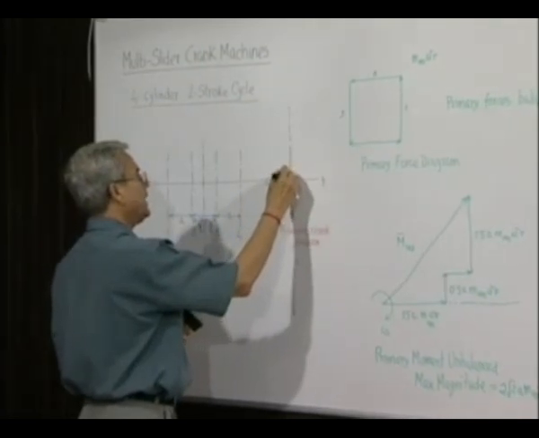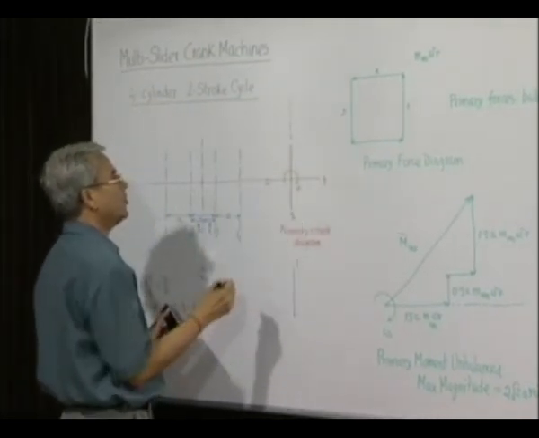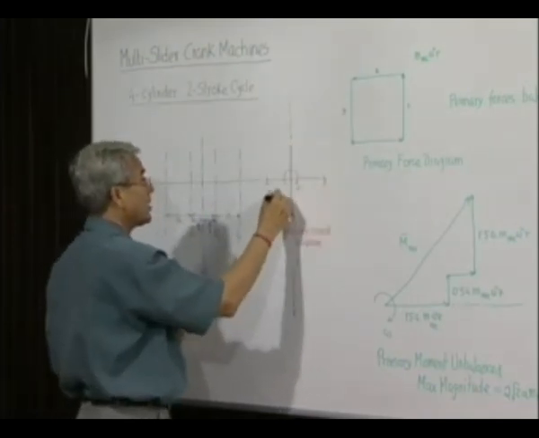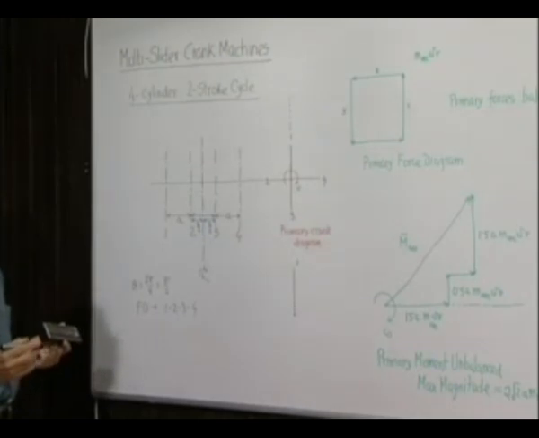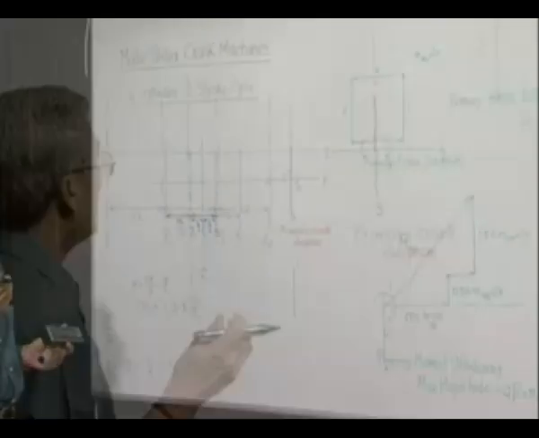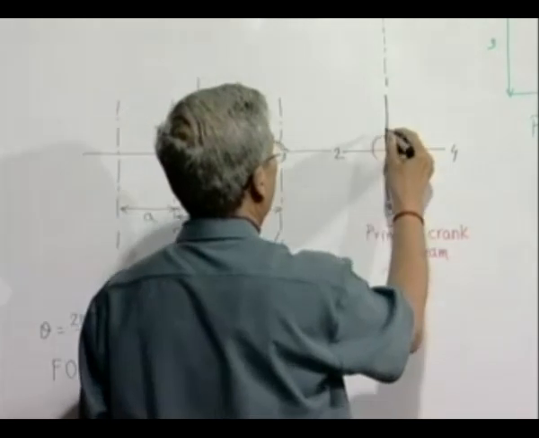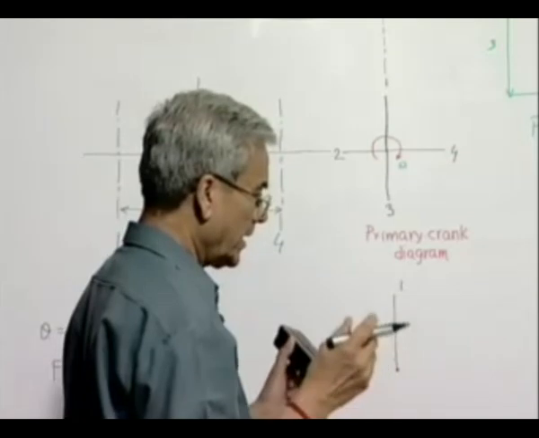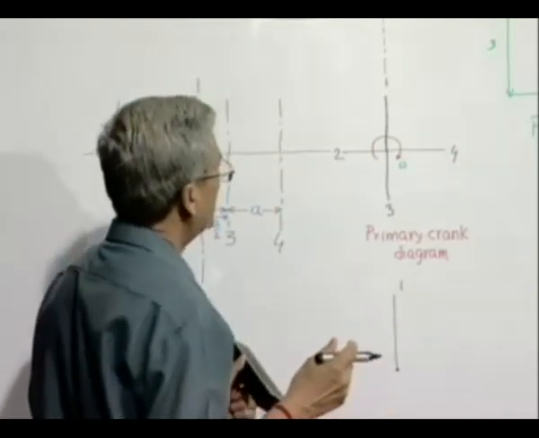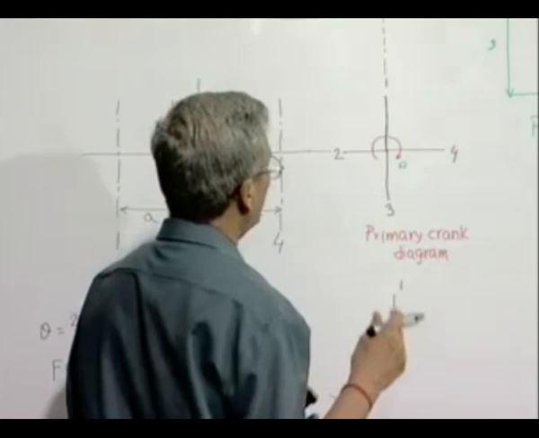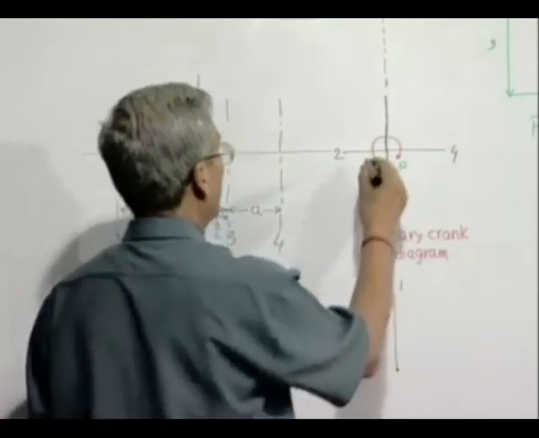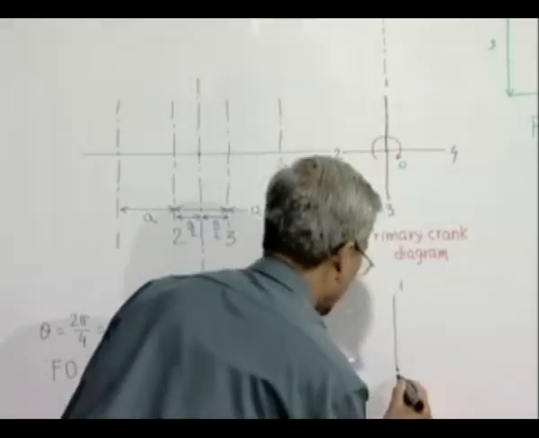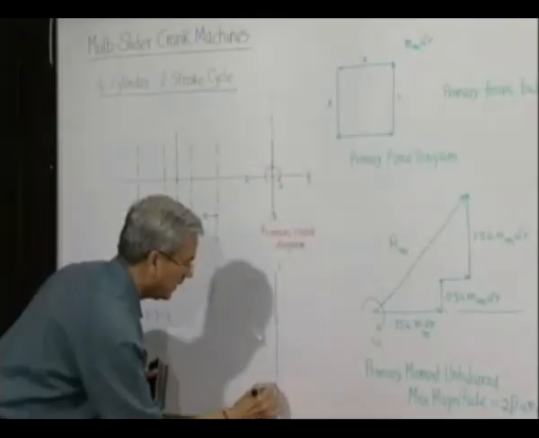Now, the angle made by crank 2 with this, in the direction of rotation as always you do. In the direction of rotation, the angle made by crank 2 with the cylinder center line is how much? It is 270 degrees, that means 3 pi by 2. So, double of that will be 3 pi. So, therefore, it will be 1 pi, 2 pi, 3 pi. So, the secondary crank will be here.